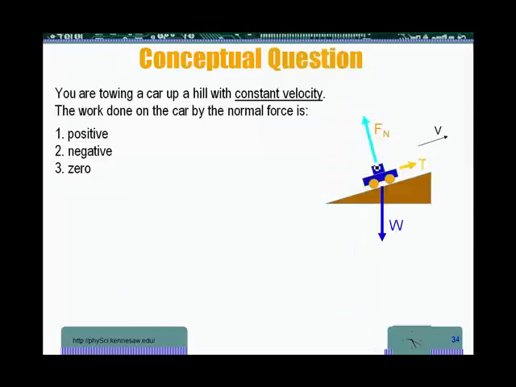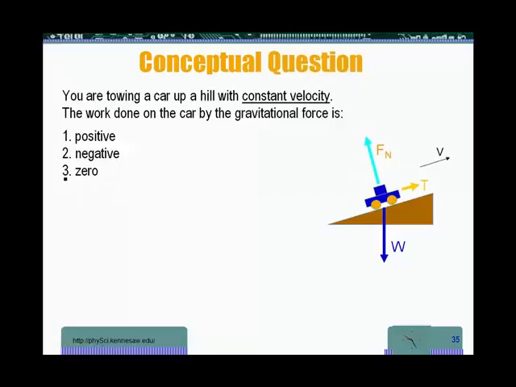Okay, now a few conceptual questions. If you are towing a car up a hill with a constant velocity, the work done on the car by the normal force is positive, negative, or zero? Okay, we discussed this before. Normal force is this way, my displacement is this way. They are perpendicular to each other, so there is no work done by the normal force. So the work done by the normal force is zero.